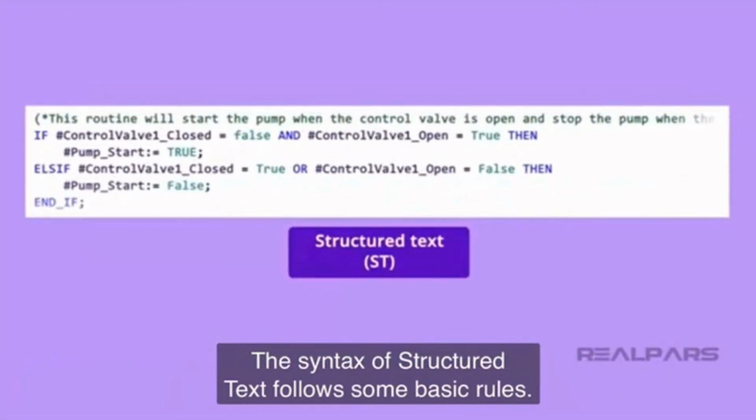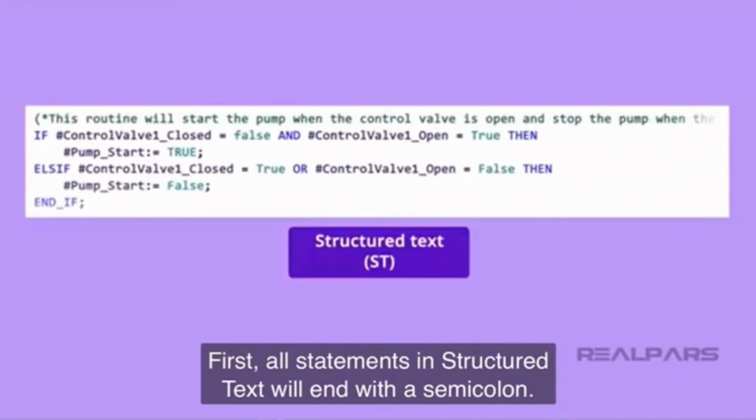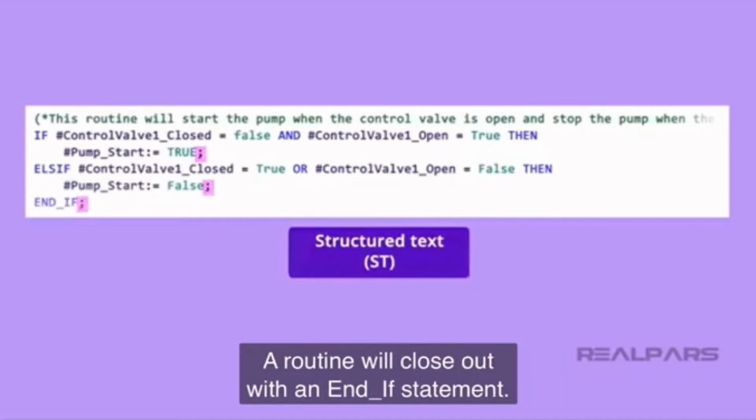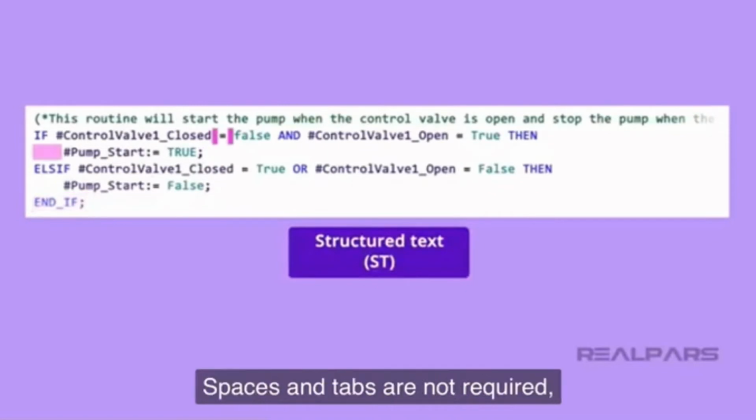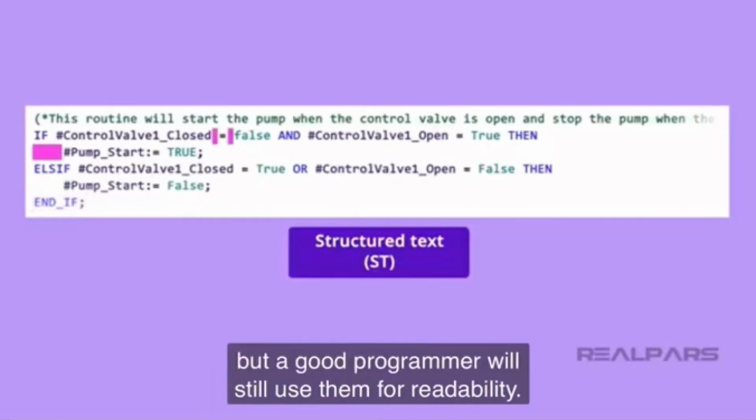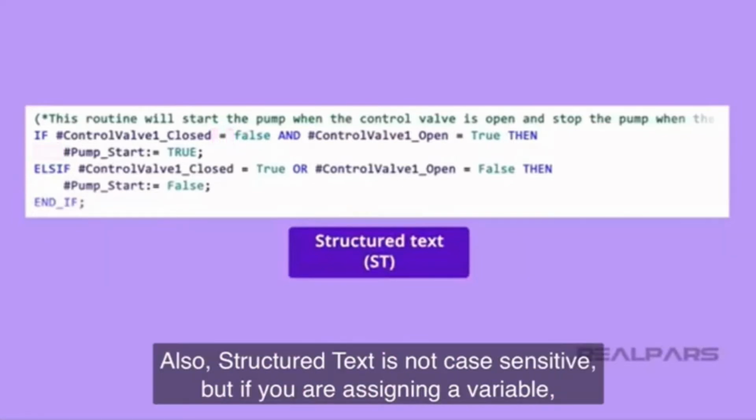The syntax of structured text follows some basic rules. First, every statement in structured text will end with a semicolon. A routine will close out with an end statement. Spaces and tabs are not required, but a good programmer will still use them for readability.